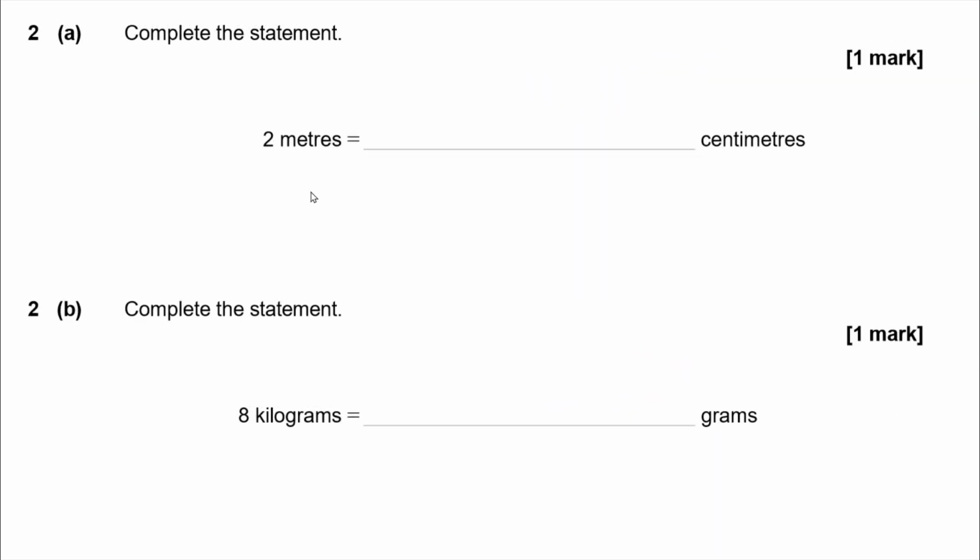Question 2, part A, complete the statement. 2 meters is equal to something centimeters. Well, I know that 1 meter is 100 centimeters, so 2 meters is going to be 200 centimeters, isn't it? And then part B says complete the statement. 8 kilograms is how many grams? Well, I know that 1 kilogram is 1,000 grams. So 8 kilograms, that's going to be 8,000 grams then, isn't it?